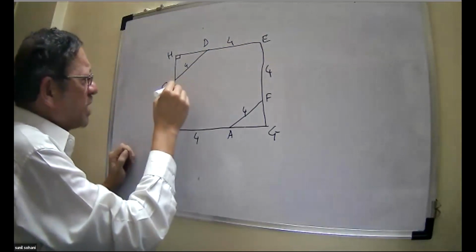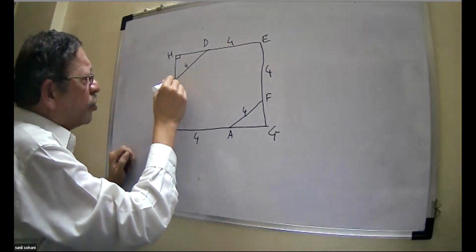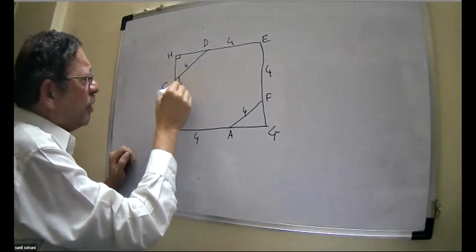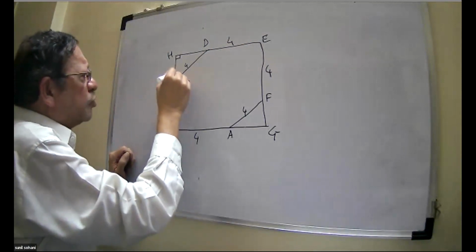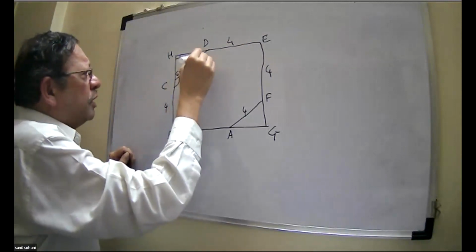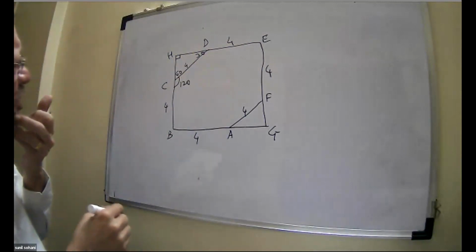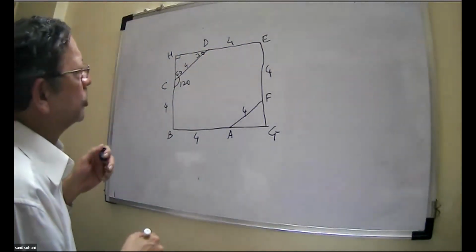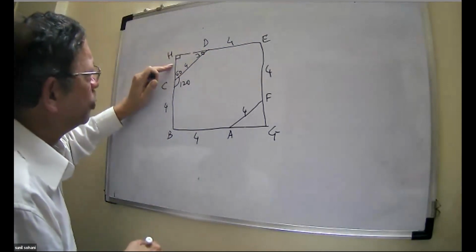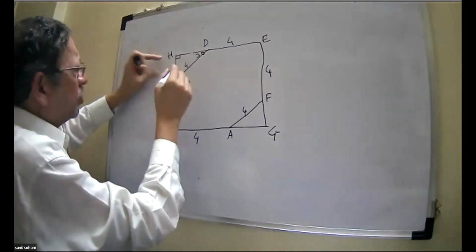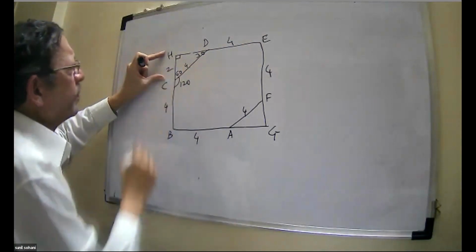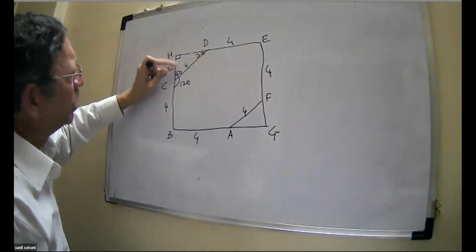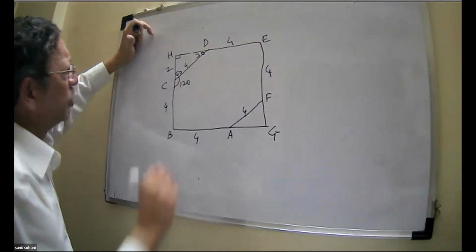Now here, since this angle is 120, if this is 120, then this is going to be 60 and this is going to be 30. So as per the 30, 60, 90 degree triangle theorem, the side opposite to 30 will be half of the hypotenuse. So CH will be 2 and the side opposite to 60 will be root 3 upon 2 times the hypotenuse.